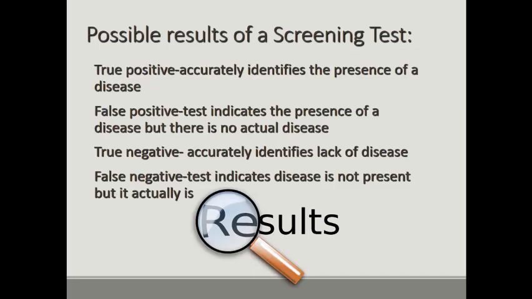These are the possible results when you have a positive or negative screening test. A true positive accurately identifies the presence of a disease. A false positive is where the test indicates the presence of a disease, but there is no actual disease. A true negative accurately identifies the lack of disease, and a false negative test indicates disease is not present when it actually is.